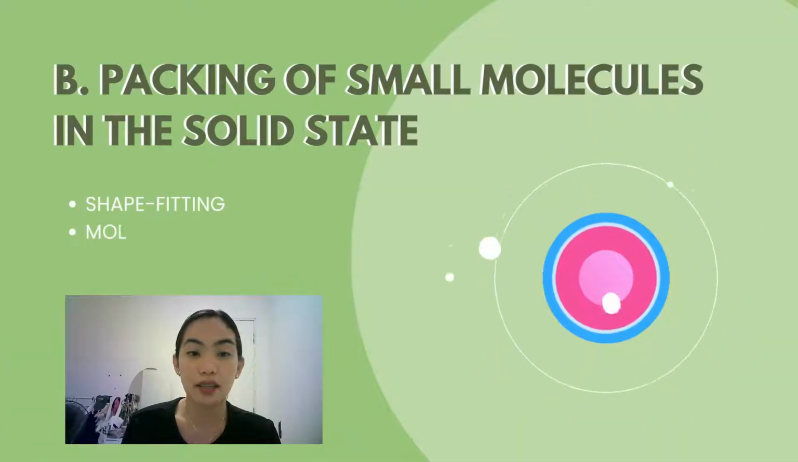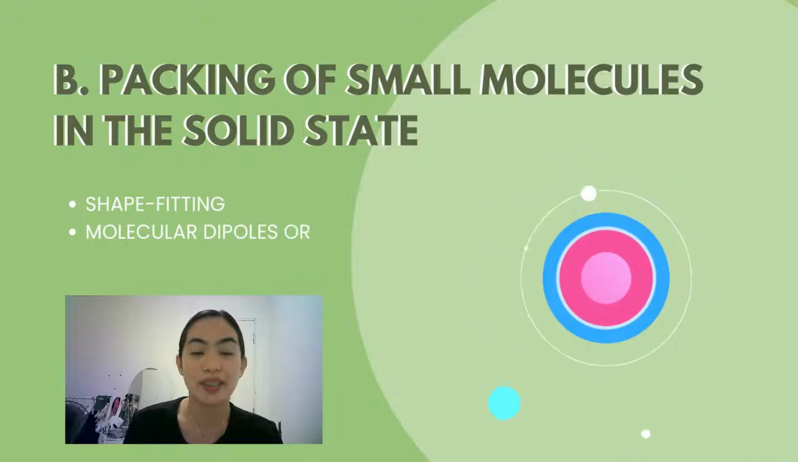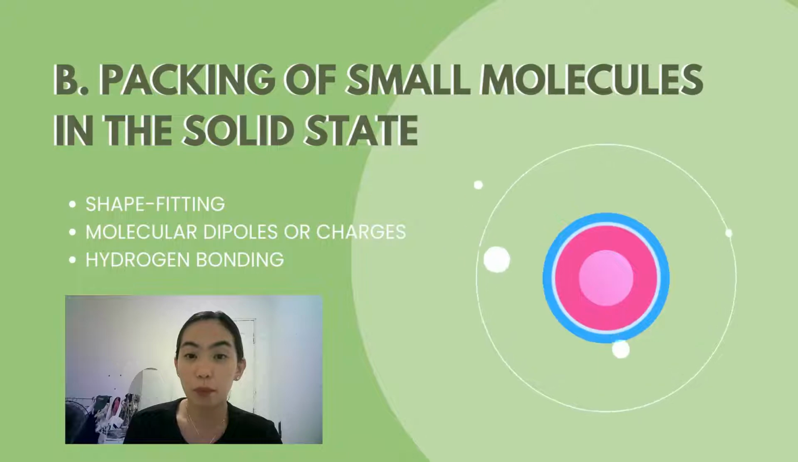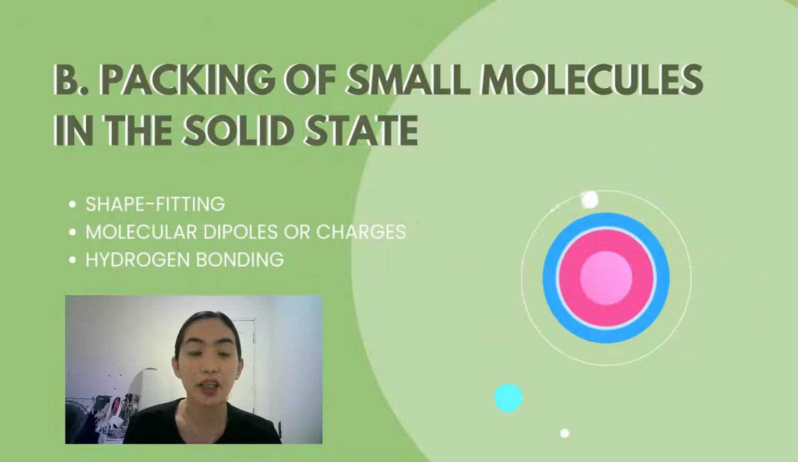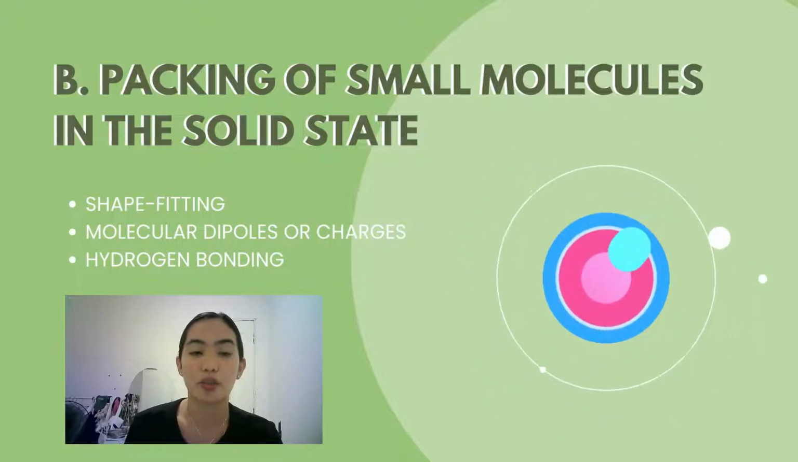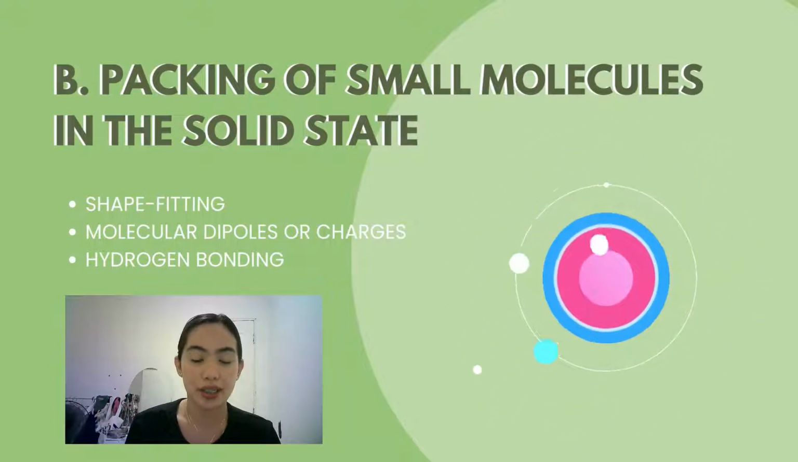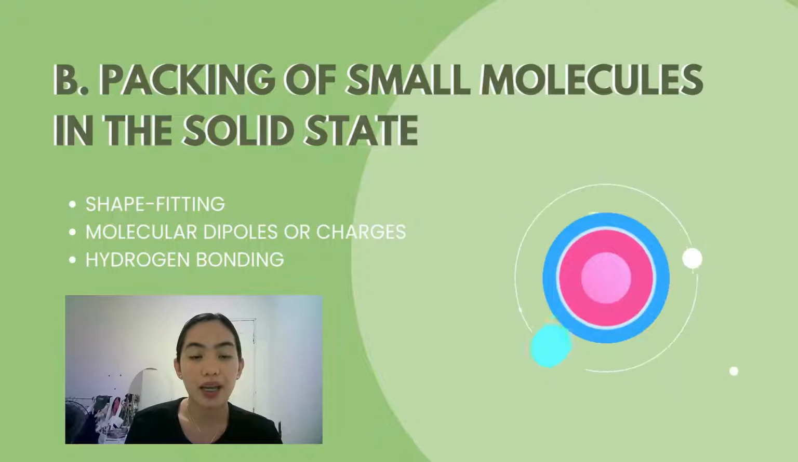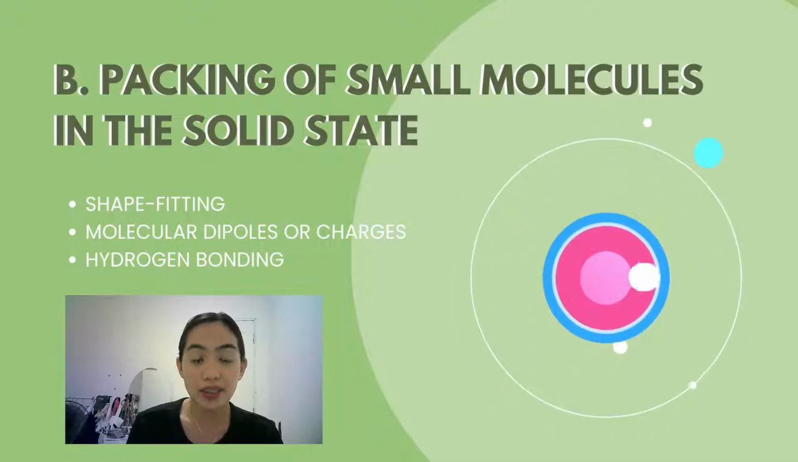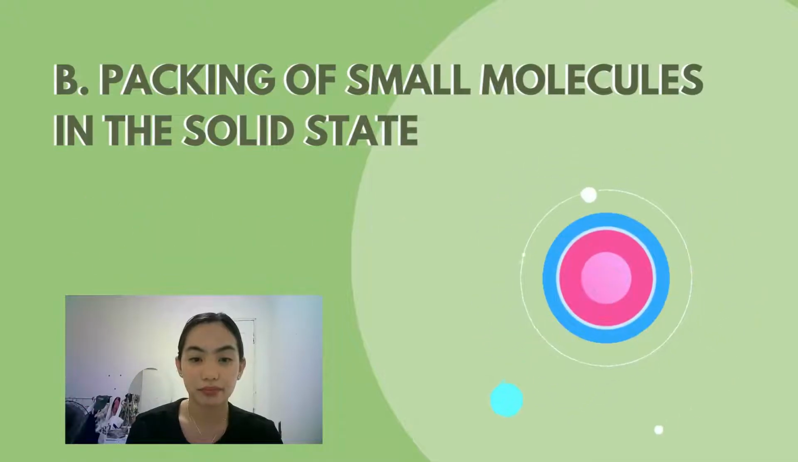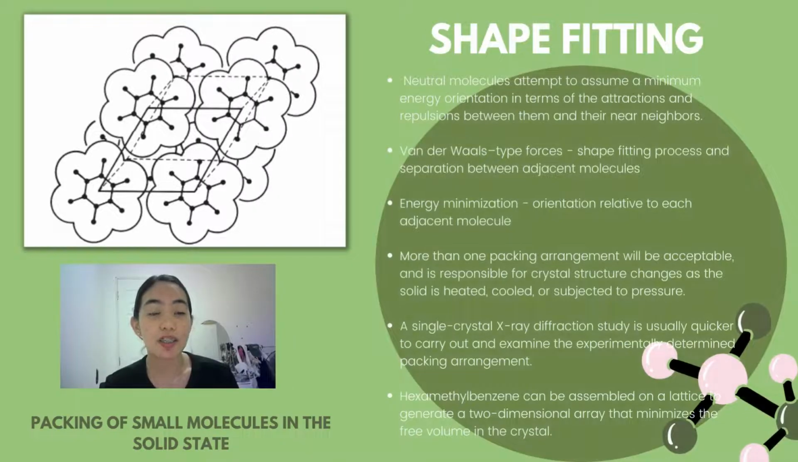Now, let us discuss the packing of small molecules in the solid states. The packing arrangement of small molecules in a crystal are determined mainly by three factors: shape fitting, molecular dipoles or charges, and hydrogen bonding. These three factors will be discussed individually in the next slides. First, let us discuss shape fitting.